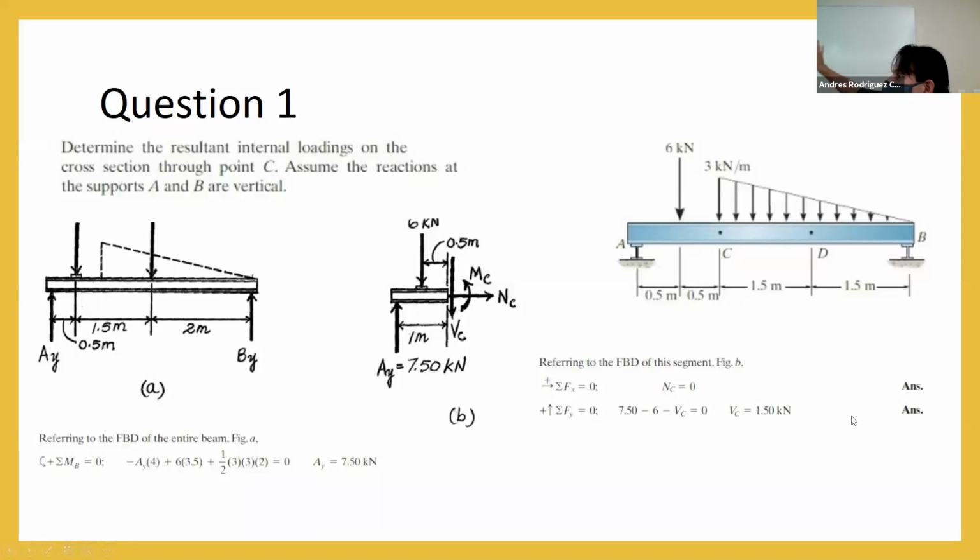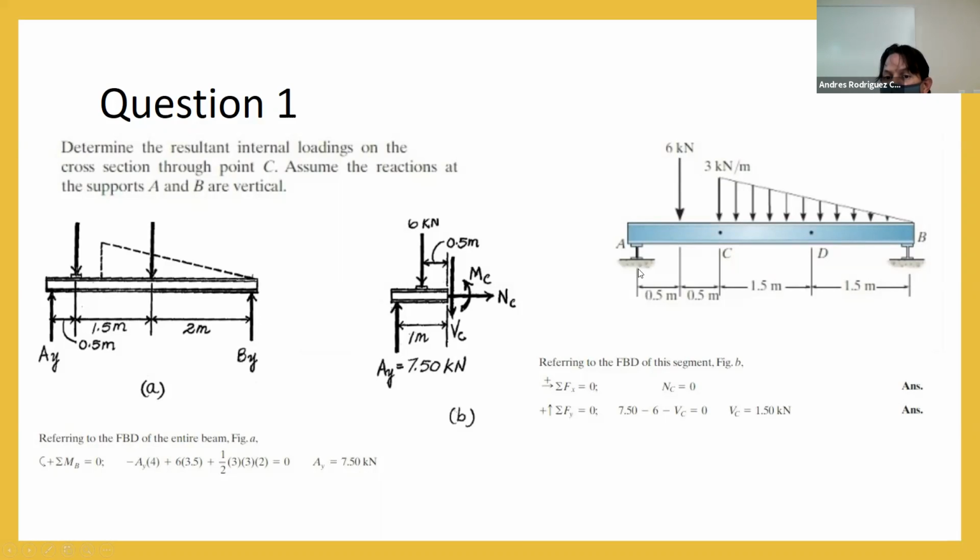Do you have any question about this? I'm trying to go very fast because this is very, very easy. Yeah. We didn't need to do the triangle load, did we? We got the triangle force here. We need it because we have to obtain the vertical force at A.